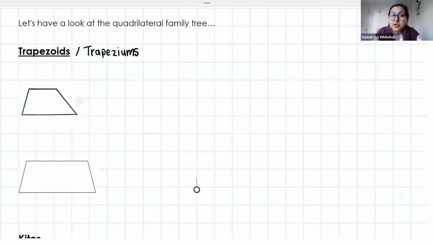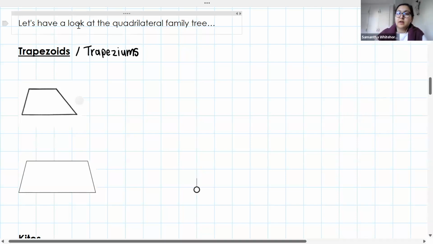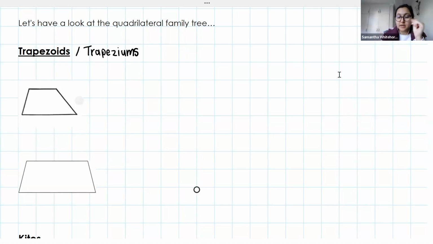Can anyone tell me what a trapezium is? Okay, good. Right, so there's a couple coming in and all of them are looking good.